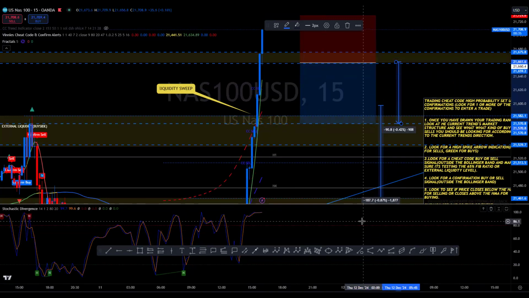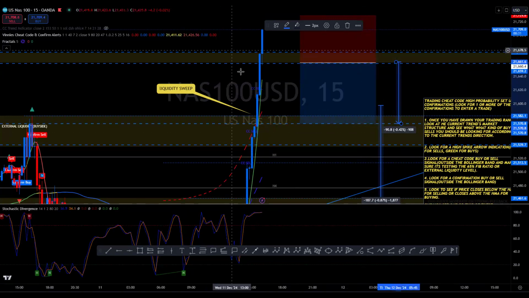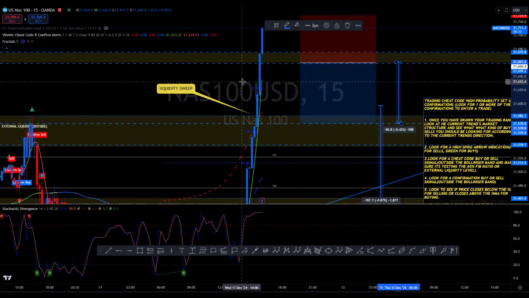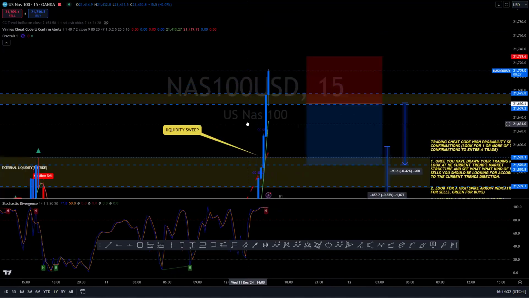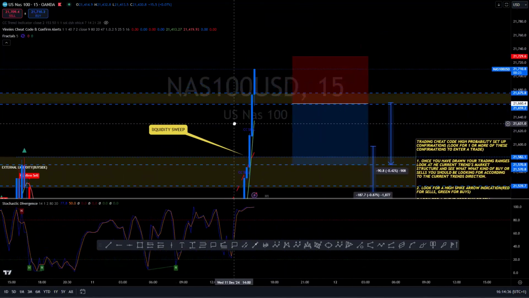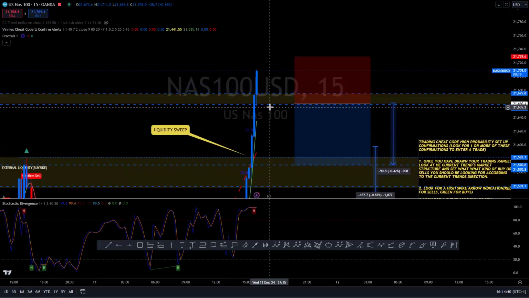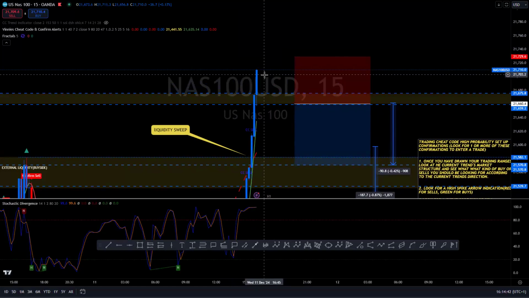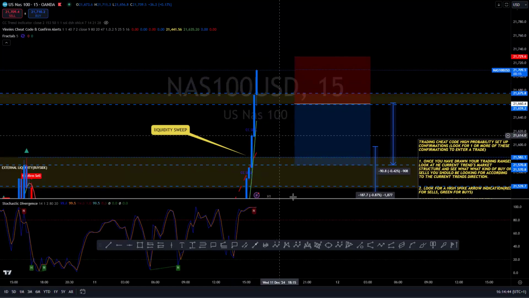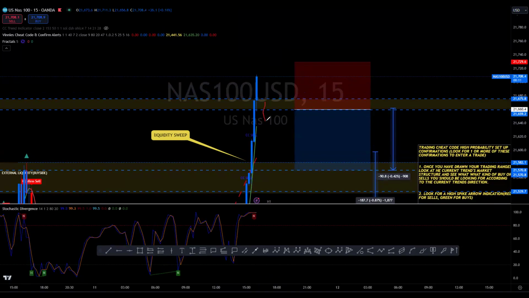All right, so it's almost 10:15. It looks like there's a lot of smart money getting up in this area. I've been expecting this area to come down here, then go back up.